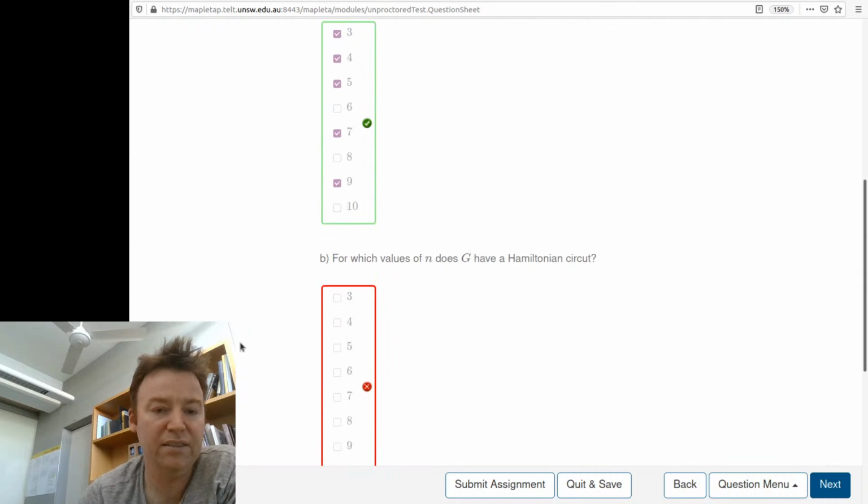Yay. Oh, for which value of n does G not have a Hamiltonian circuit? Oh my goodness.